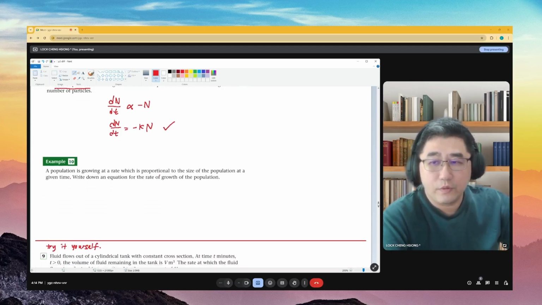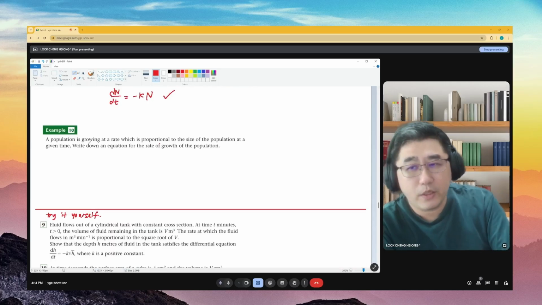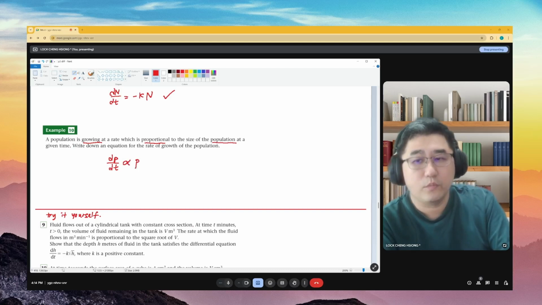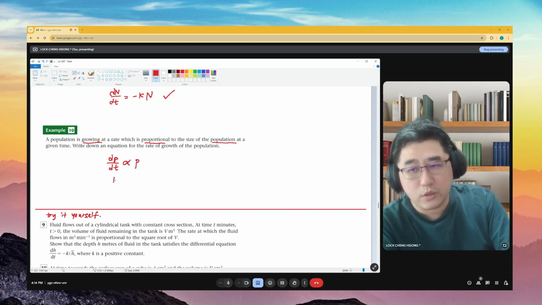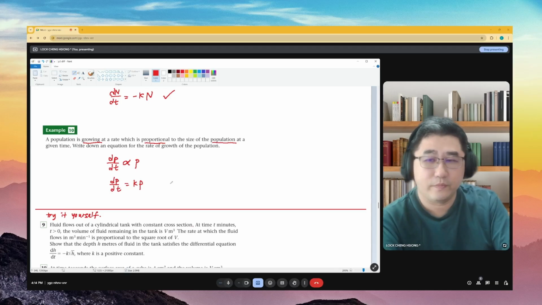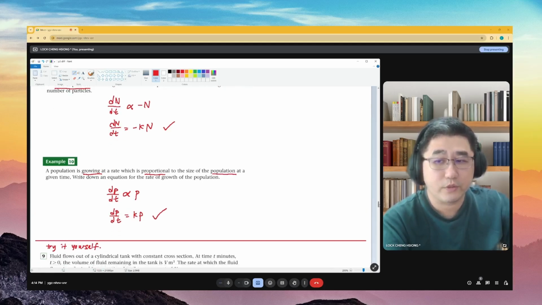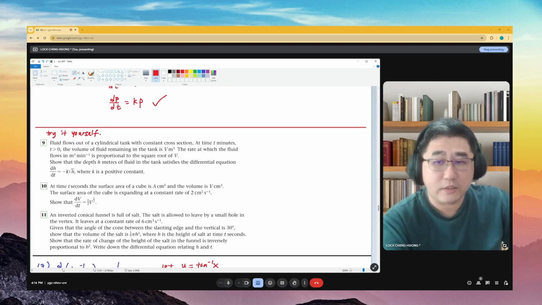Number 10. A population is growing proportional to the size of the population. Right now, so dP/dt. The population is proportional to P. So dP/dt equals kP. So this will be the differential equation that we're referring to. So the top example, you have this. You also have a harder one here.